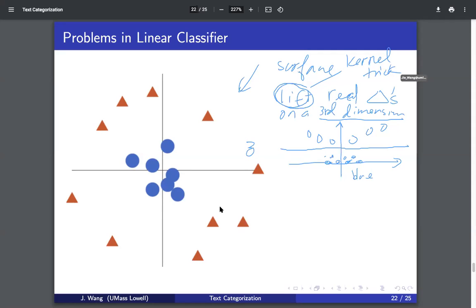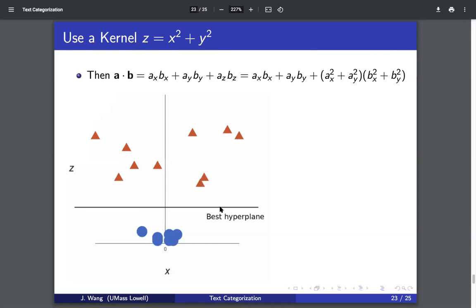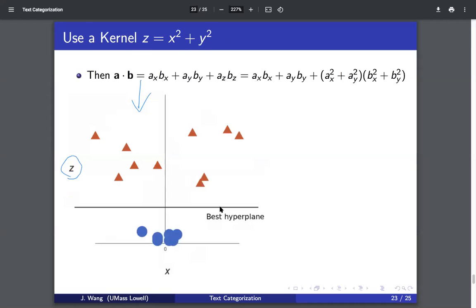Okay, so let's look at a viewpoint. This is really third dimensional, we call it Z. We're going to see this. Even though when you look at this view from the top looking down, there is no way to separate them. So that's just like this. There is no way to separate them.